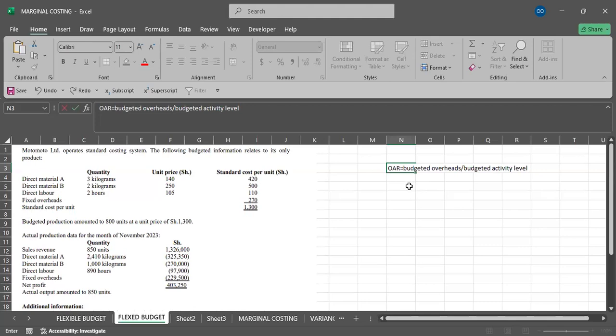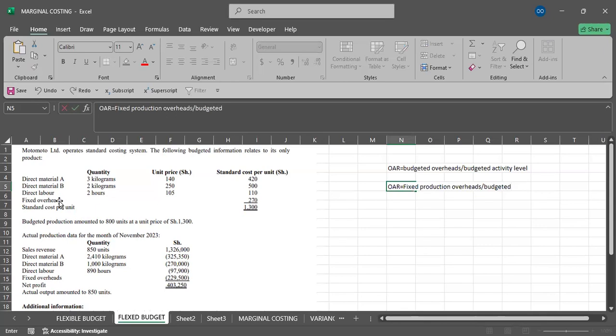But now, to be specific, which overheads are we talking about? We are talking about fixed production overheads. So let's look at what we call fixed. Our overhead absorption rate will be equal to fixed production overheads divided by budgeted activity level.